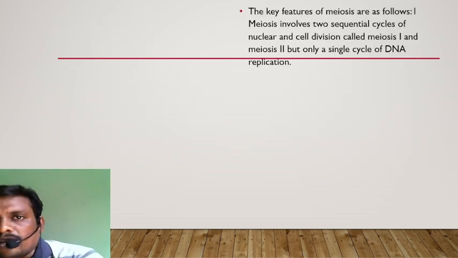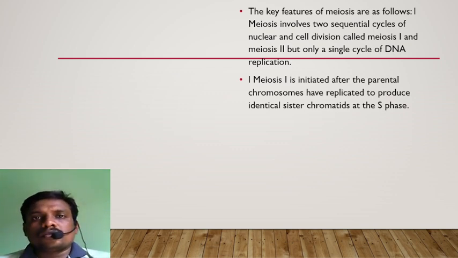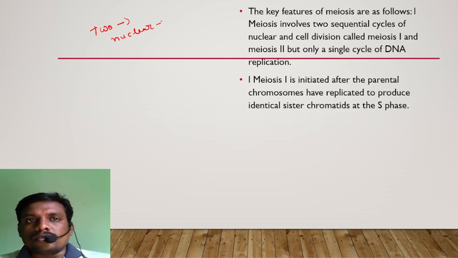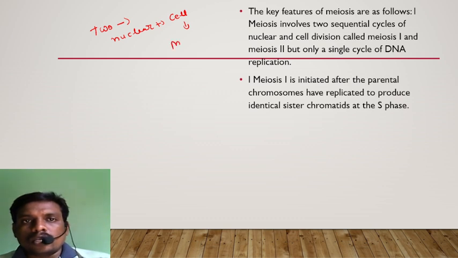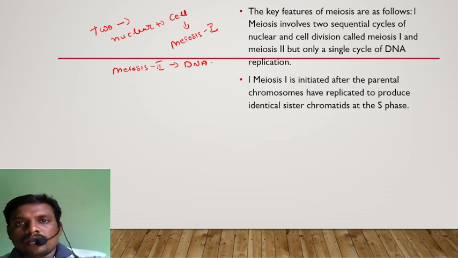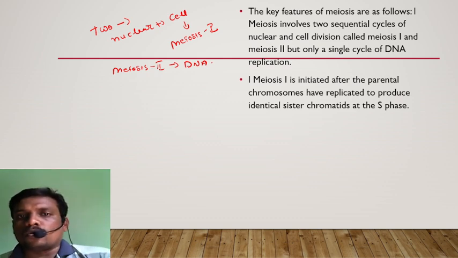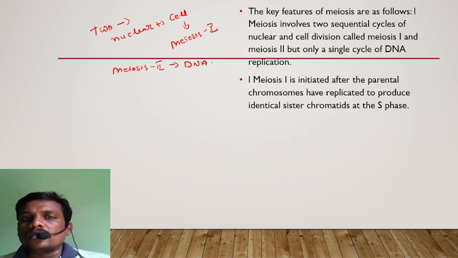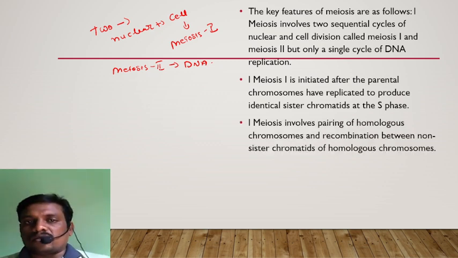Now if you carefully observe the key features of meiosis, meiosis involves two sequential cycles, and during this process nuclear and cell divisions called meiosis I and meiosis II generally occur. During meiosis, only a single cycle of DNA replication generally occurs. Meiosis I is initiated after the parental chromosomes have replicated to produce identical sister chromatids at each S phase.